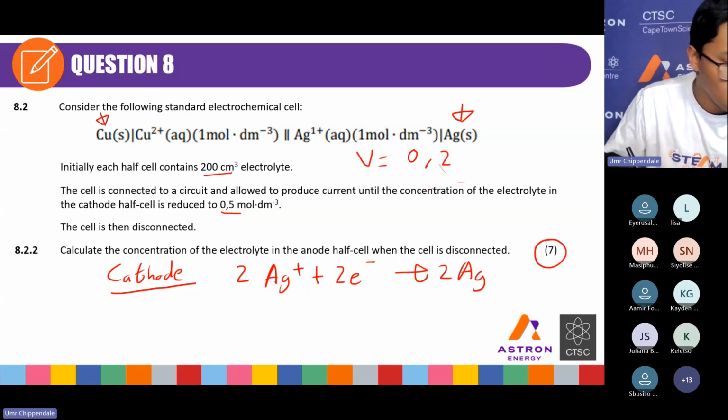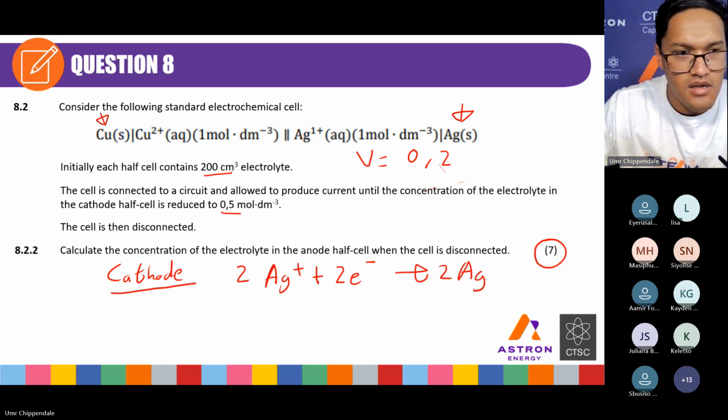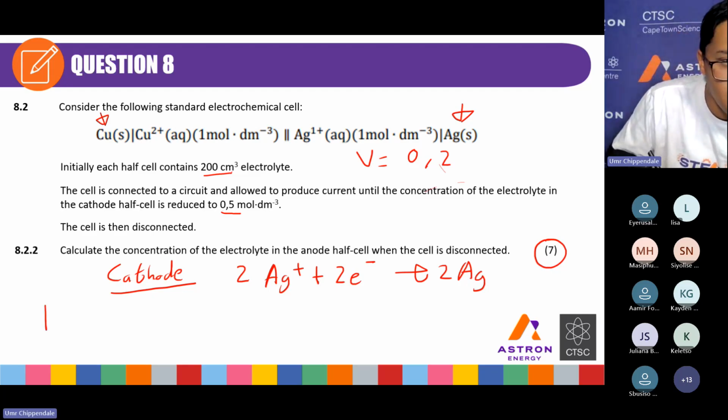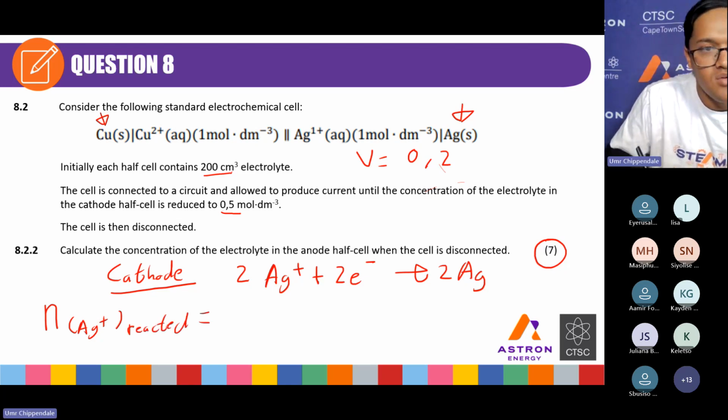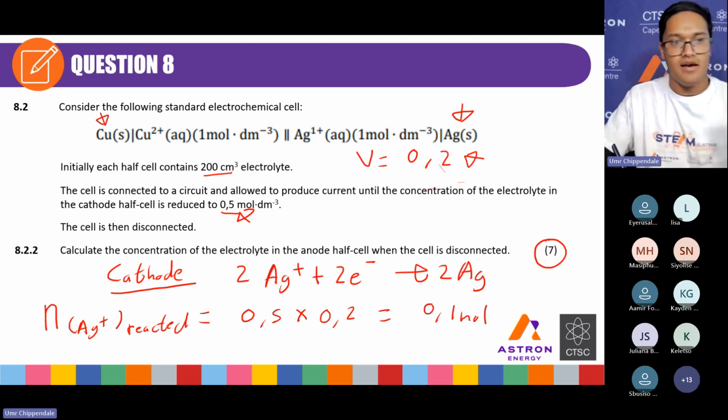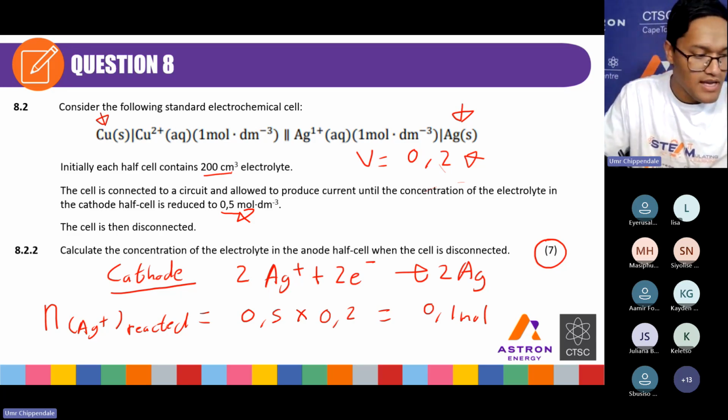Now, what we can do here is write down the number of moles of this. So the number of moles of our Ag+, which is the amount that reacted, is going to be equal to the concentration that was given. So that is C times V. That is going to be our 0.5 multiplied by the volume that we just got, which was 0.2. You type that in your calculator and you get an answer of 0.1 moles. This is the part of our cathode that actually reacted.